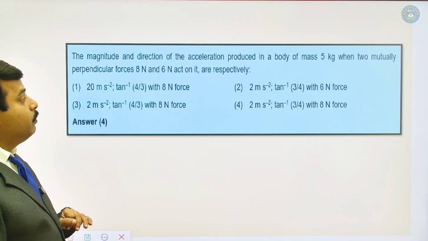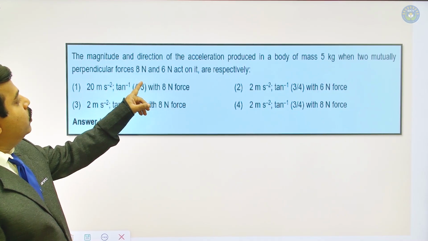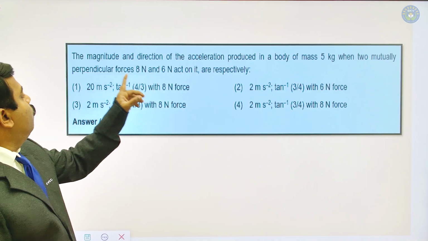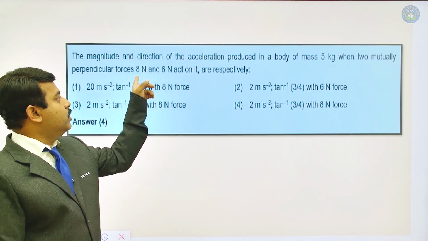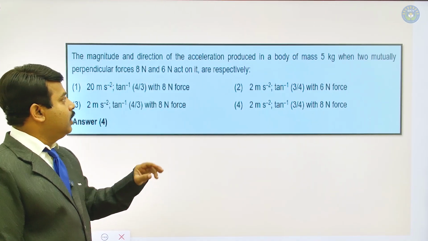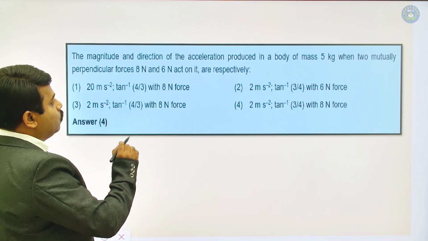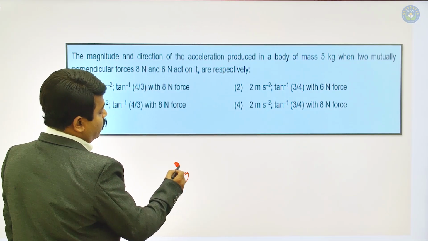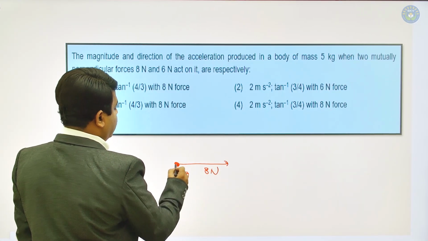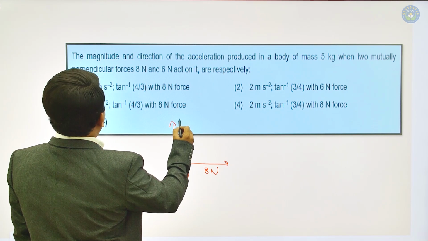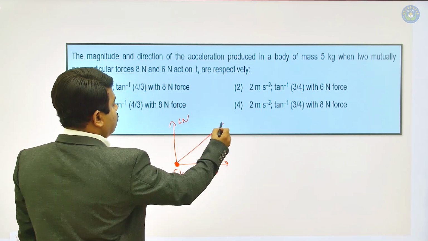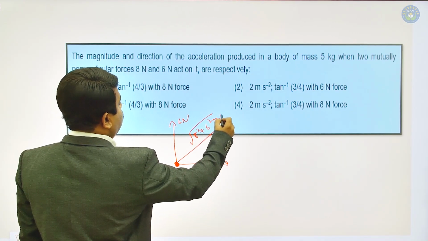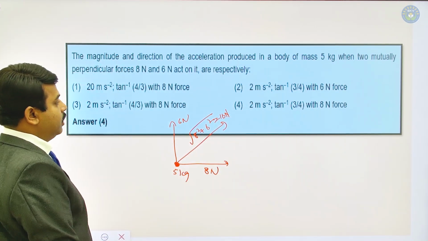Now let us discuss question number 22. The magnitude and direction of acceleration produced by a body of mass 5 kg when two mutually perpendicular forces 8 Newton and 6 Newton act on it, right? So see, consider a mass 5 kg given. It is acted by 8 Newton and another force say 6 Newton. What is the resultant? Square root of 8 square plus 6 square, that is 10 Newton, right? 10 Newton is the resultant force.